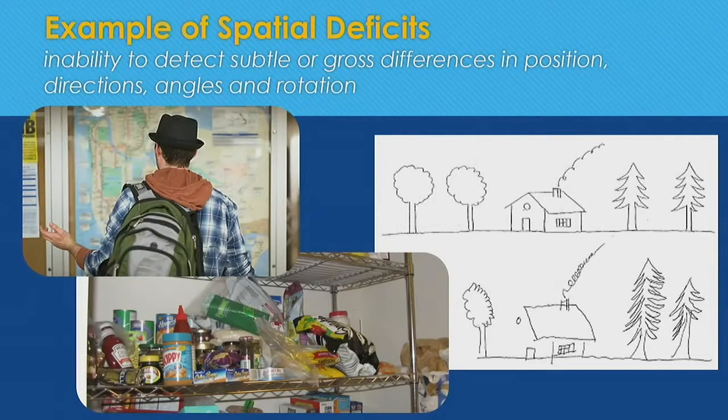Okay. So someone with spatial deficits, they're not able to see differences in position, direction, angles, or rotation. They would have trouble with navigation. You can see that looks like most people's pantries. And just placement of things, like they won't know before, up, over, to the side. Placement of things would not make sense for them. Okay.